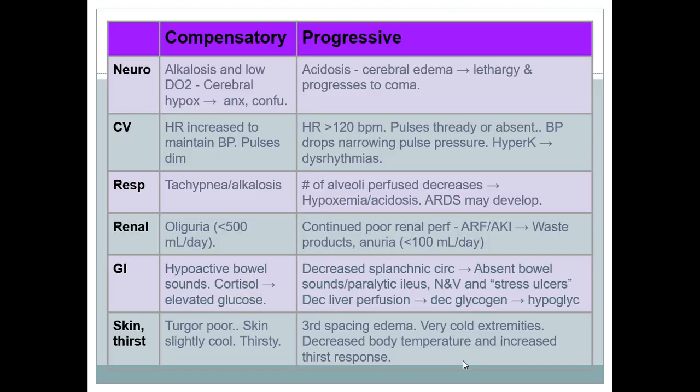So this table is another resource for you to review, which represents how each body system changes and what you'll see among patients in compensatory and progressive shock stages. So make sure you review this. Use this to study.